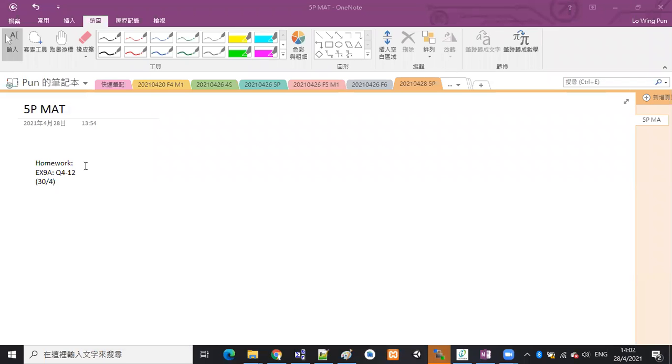Please write down the homework first for exercise 9A. We have done quite a few level 2 questions yesterday. Remember? Sometimes we need to add a line to form a parallelogram and a triangle. But for the homework, I would like you to do some level 1 questions first.